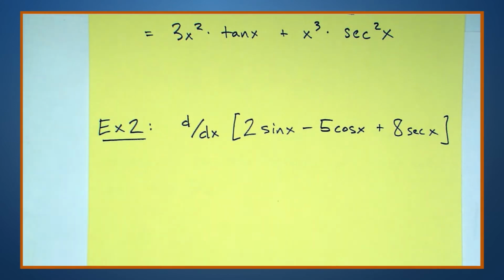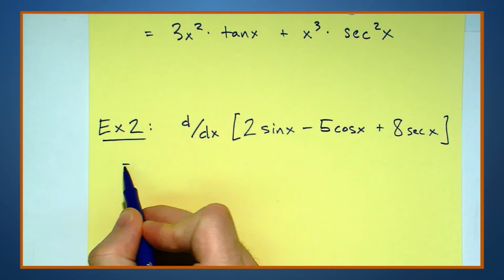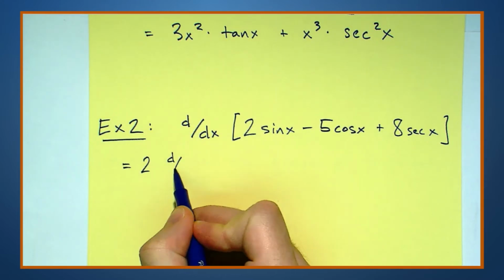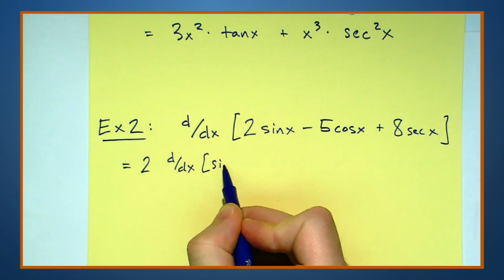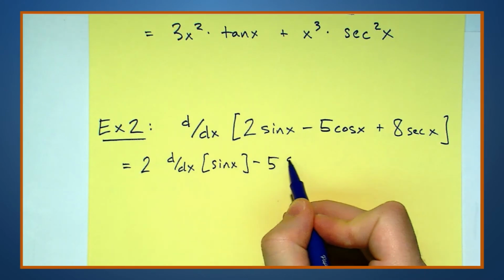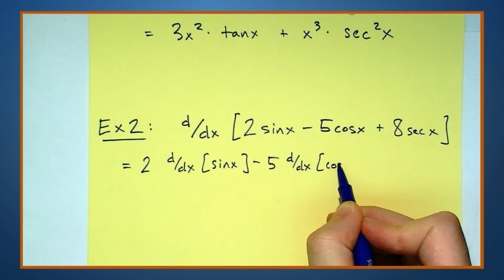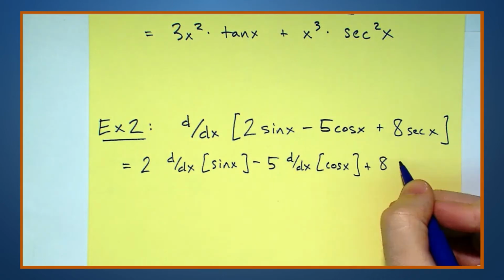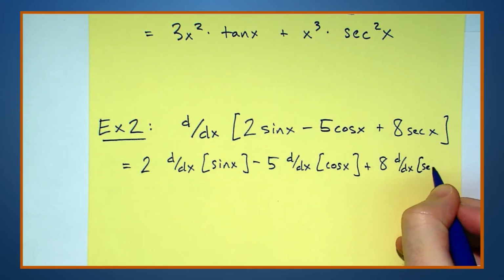Example 2. Find the derivative of this function, 2 sine x minus 5 cosine x plus 8 secant x. Now here we use a couple basic properties of derivatives I want you to remember: that the derivative operation splits up over plus and minus signs, and that constants when multiplied can pull out in front of the derivative. So I might even like to rewrite this function as follows: 2 times the derivative of sine x minus 5 times the derivative of cosine x plus 8 times the derivative of secant x.